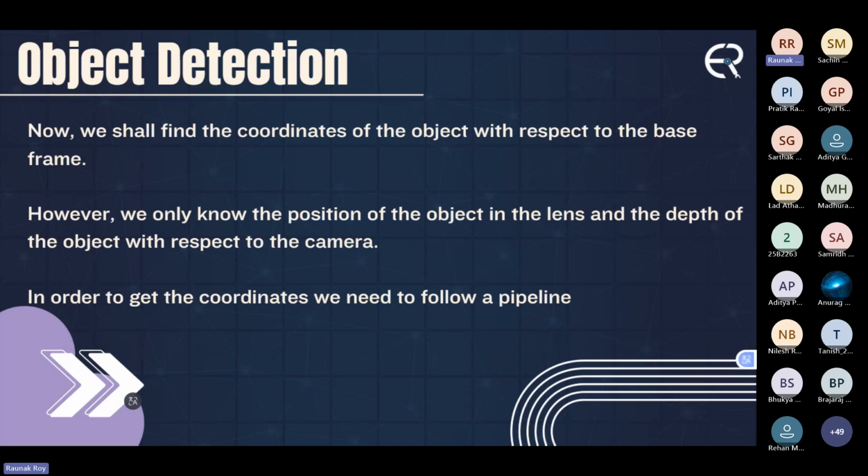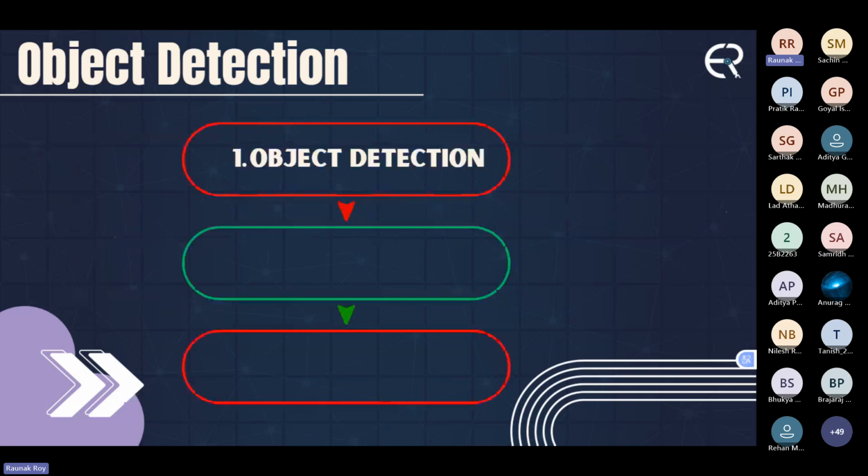So now that we can see these objects, we should be able to know their coordinates with respect to the base frame. However, our RGBD camera currently only gives us two pieces of information. First is the depth of the object with respect to the camera, and the second is the position of the object in the lens. So in order to get the coordinates, we need to follow a certain pipeline.